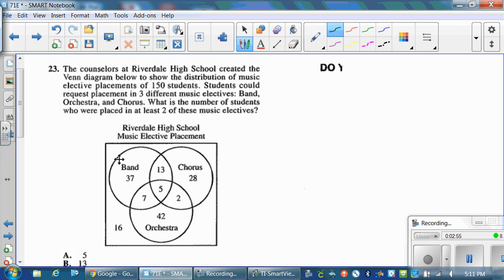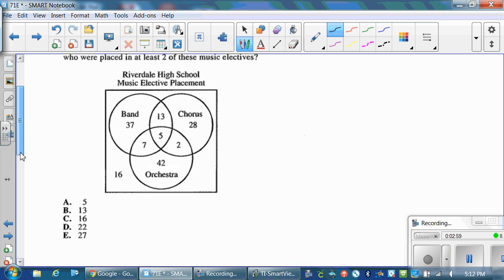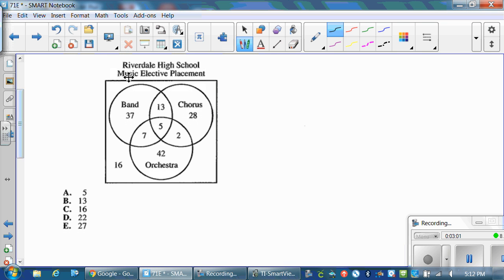Okay, so here's how a Venn diagram works if you don't know. If somebody is taking an elective, they are somewhere in this circle. Like if they're taking band, they're somewhere in here. So I've got 37 kids only taking band, 13 taking both band and chorus, 5 taking all 3, because they're in all 3 circles, 7 taking band and orchestra. And it would be the same for chorus and orchestra and everything like that. These 16 out here aren't taking any of these music electives.